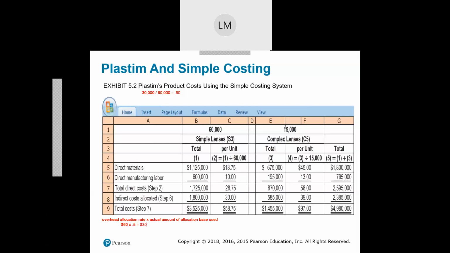And then we can see the same thing with complex lenses here. I won't go through that, but we did the same thing with complex lenses.